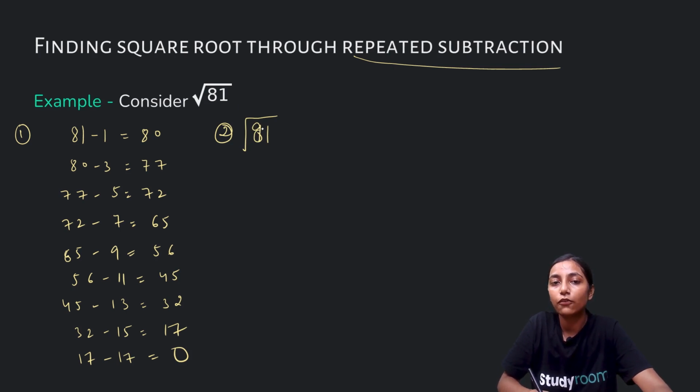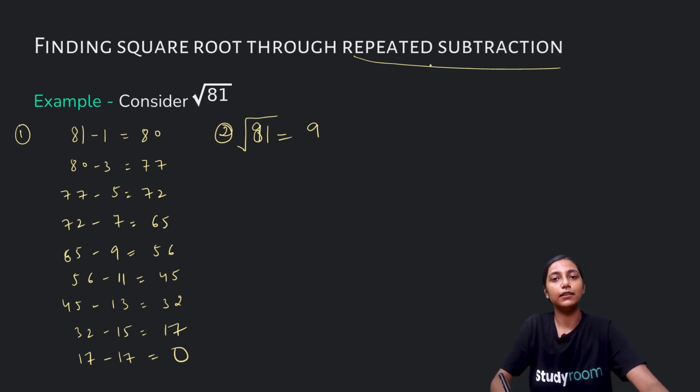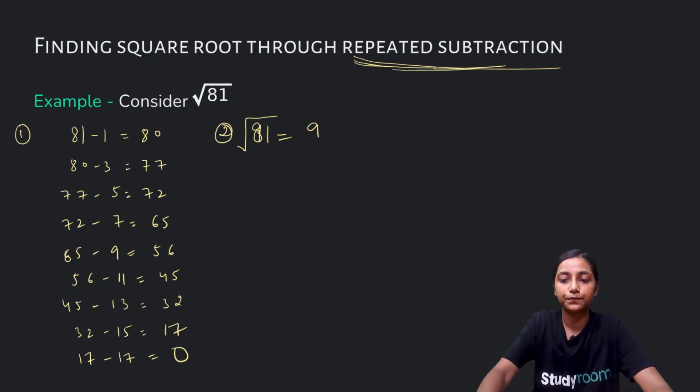So the square root of 81 is equal to what? You can say 9. Why is that so? Because there were 9 steps in using this method of repeated subtraction till we got to the answer 0. So we can say that the square root of 81 is 9. This is how you use this method for finding square roots, and this method's name is repeated subtraction.